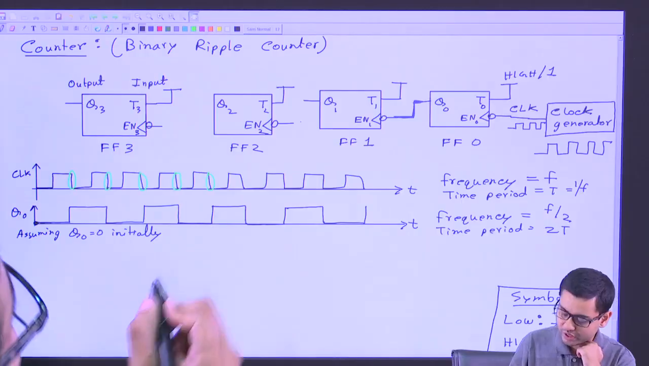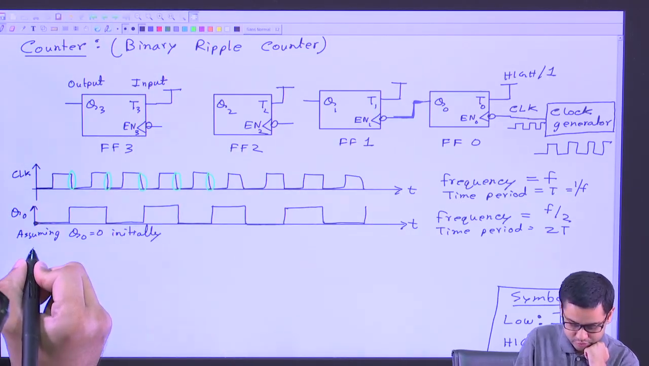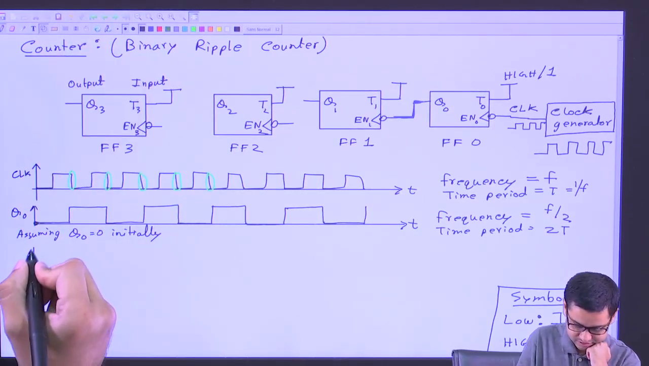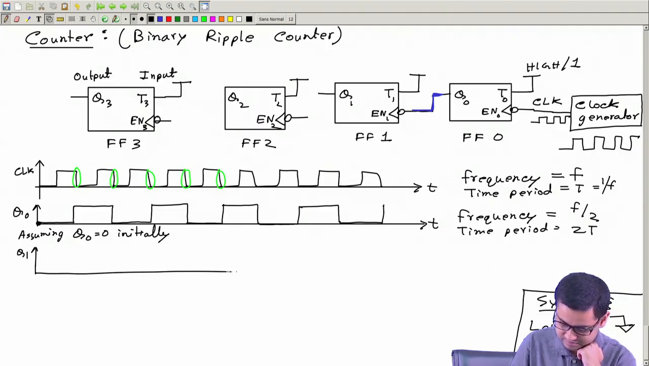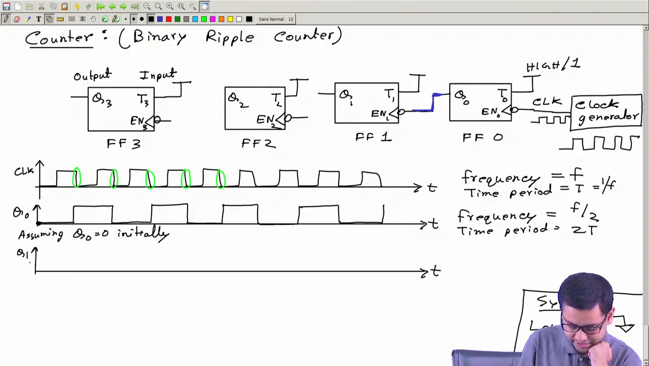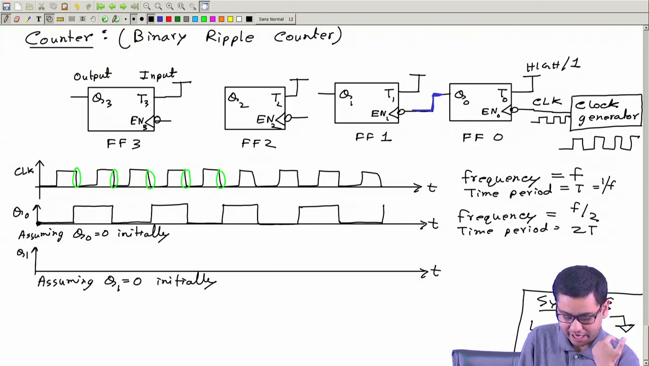Now how will this Q1 change? Let's see, Q1 versus time. Again, assuming Q1 is equal to 0 initially, because we have to start from somewhere. If we do not know the initial value, we cannot proceed. So let's assume it is initially 0.